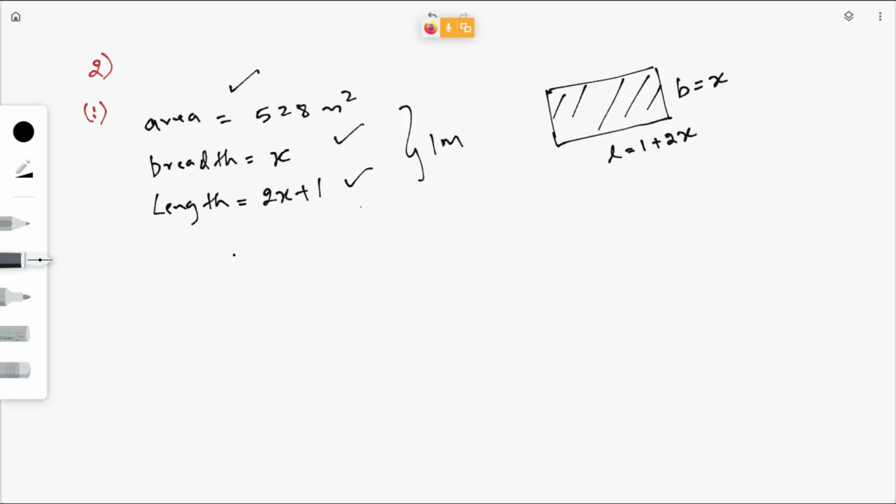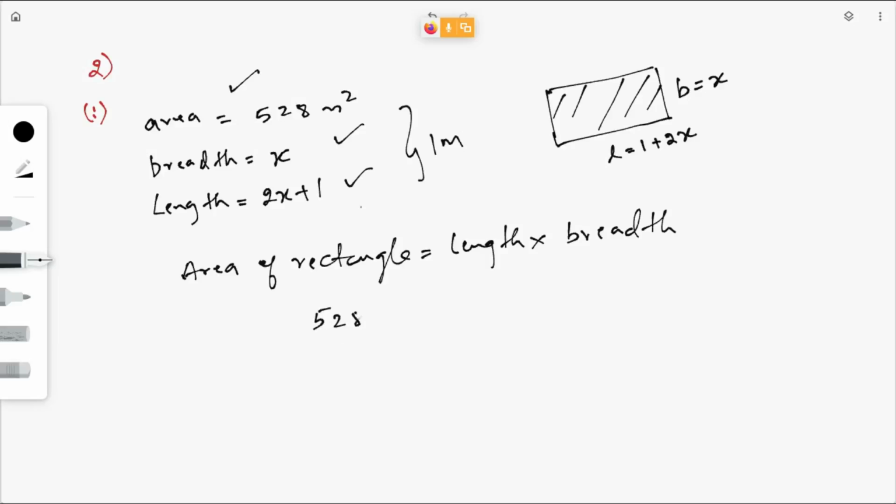First, how to make a quadratic equation out of this given data? So what is the area of a rectangle formula? Sir, we can use the rectangle formula. Very good. Area of rectangle is what? Length into breadth. Okay. So what is the area of the rectangle here? It is given, right? It is given as 528. The area of the rectangle is given, that is 528.